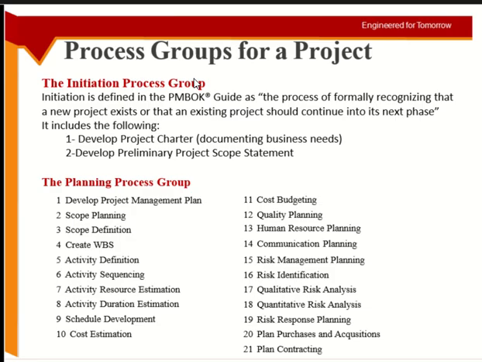Scope definition, creating the WBS. WBS stands for work breakdown structure. You have the whole project, the whole scope. Scope is usually 2-3 statements, one paragraph. Then you break this paragraph into more activities. Your scope can be divided into 100 activities. The collection of these activities and their connections is known as the WBS, work breakdown structure.